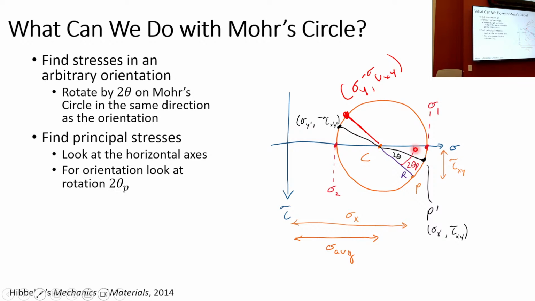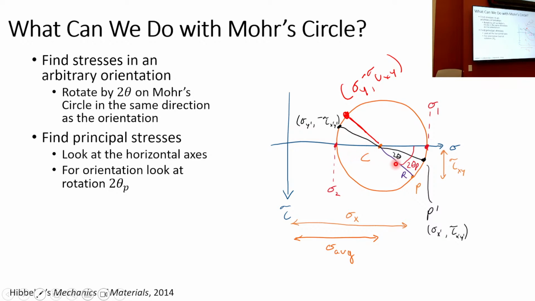So if I'm figuring out sigma 1, it's the center location plus the radius, and sigma 2 is the center location minus the radius. Remember, the center is the average of sigma x and sigma y. And actually that center is the average of any sigma x and sigma y, so sigma x prime, sigma y prime, I add them and divide by 2. That's where the center of Mohr's circle is. So the center is not changing unless the state of stress changes, meaning the load increases or something changes.